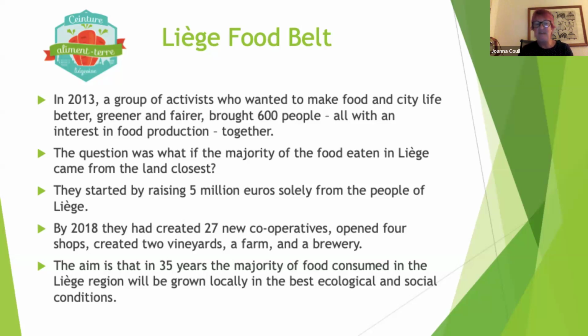And so by 2018, they had created 27 new cooperatives, opened 4 shops, created 2 vineyards, a farm, and a brewery. And the aim is that in 35 years, if it's not too late, the majority of food consumed in the Liège region will be grown locally in the best ecological and social conditions. And their goals are to take it out much further, to hospitals and schools, and work with all of them.